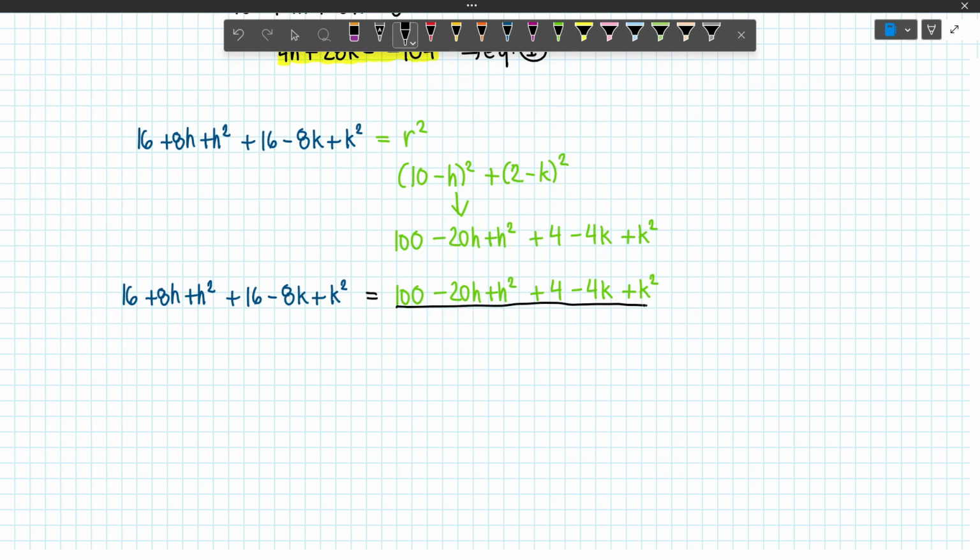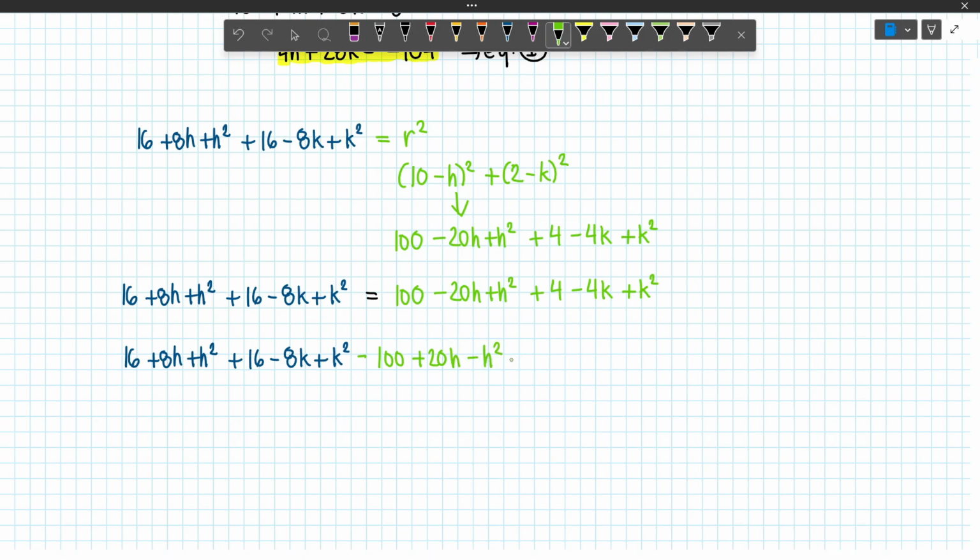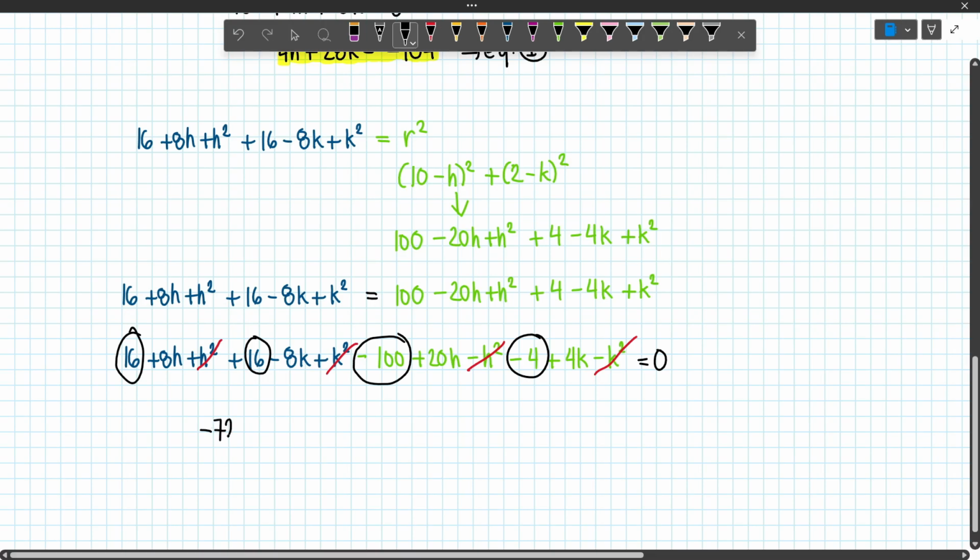We can move this to the left side and reverse the signs. So it will become minus 100 plus 20h minus h squared minus 4 plus 4k minus k squared equals 0. So h squared and negative h squared will cancel. K squared and negative k squared will cancel. Now these are your constants. If you add them together, you will get negative 72.